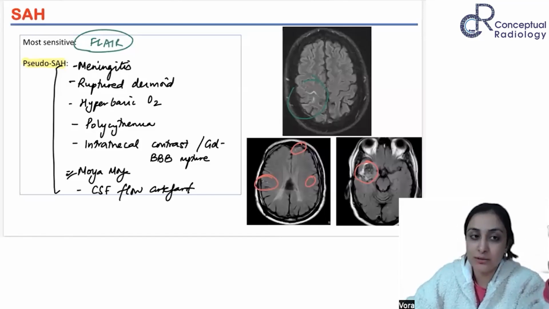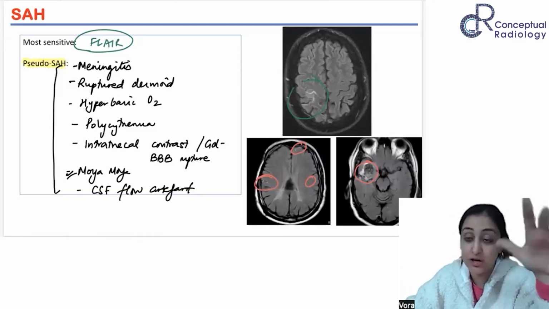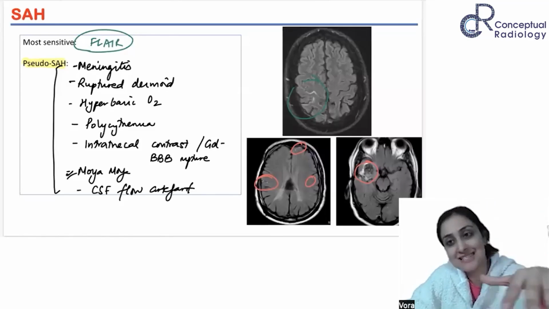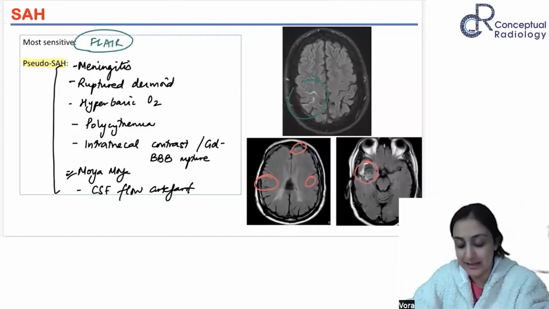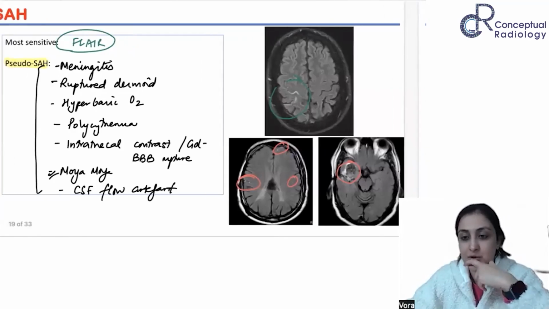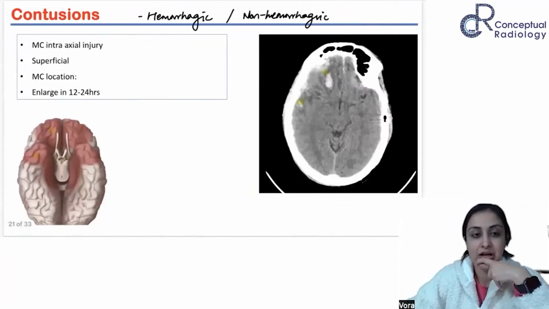So you are not going to be picking up SH better on gradient, but for other things, other hematomas, gradient is going to be better. But for SH, flare is much better than gradient because it will also be loss of signal, which you anyways are seeing on flare, right? That is what you want to remember here.